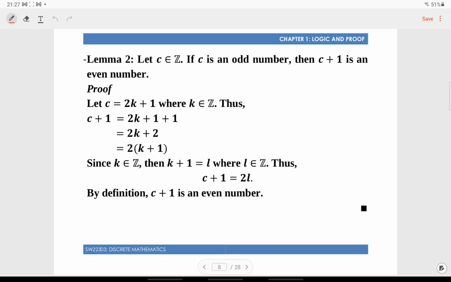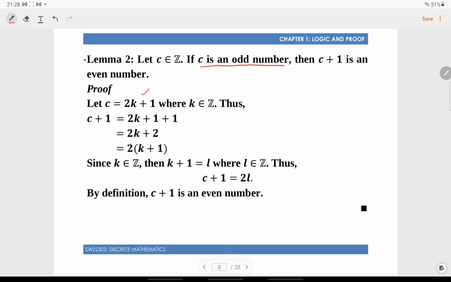We start from the given information. We have c, and we assume that the given c is an odd number. That is our assumption. We assume the given condition is true, and our aim is to show that if c is an odd number, then c plus 1 is an even number. So we start from our assumption: let c equal 2k plus 1, because we assume c is an odd number, where k can be any integer based on the definition of even and odd numbers.